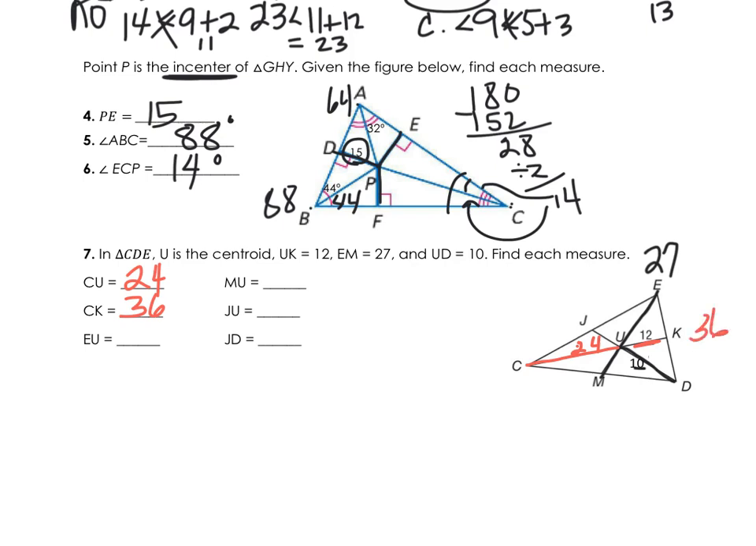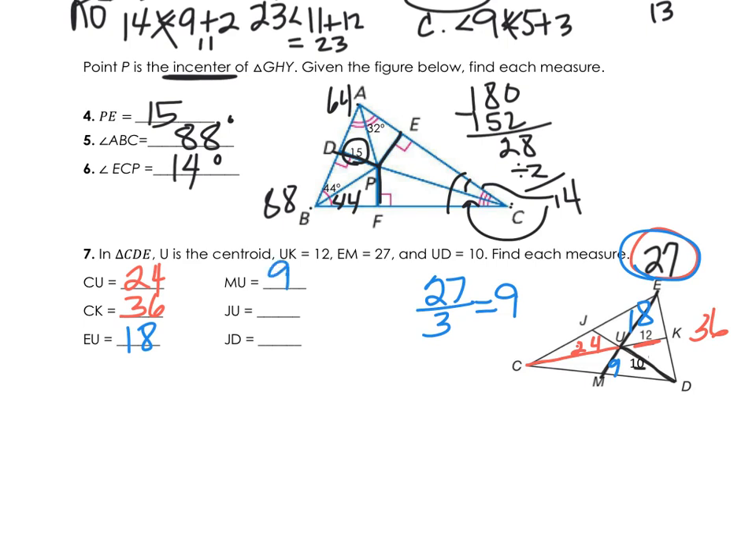EU, oh, this is from the 27. Okay, so I take 27, let's do this in blue. 27 divided by 3 is 9. So one part is 9, the other part is 2 nines, or 18. Okay, so EU is the 18, MU is the 9.